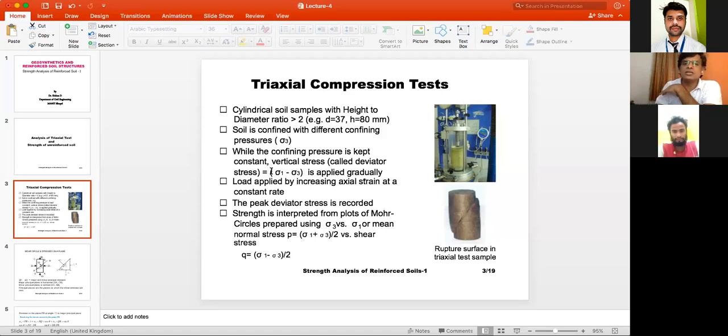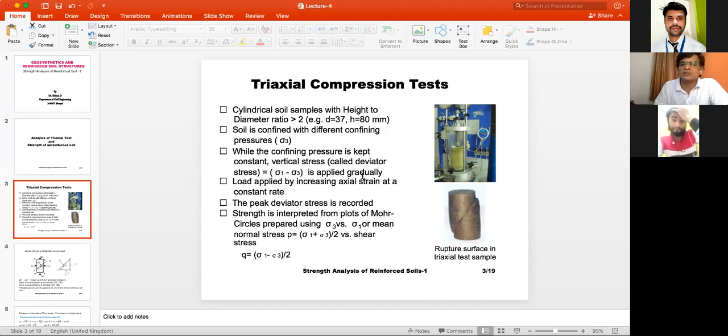Okay. So here, that is the reason: sigma 3, the confining pressure, is already applied on the sample. So when you are applying the vertical stress sigma 1, you first have to nullify the pre-existing stress already there, that is sigma 3. That is the reason we are deducting it. So sigma 1 minus sigma 3 is called the deviator stress.